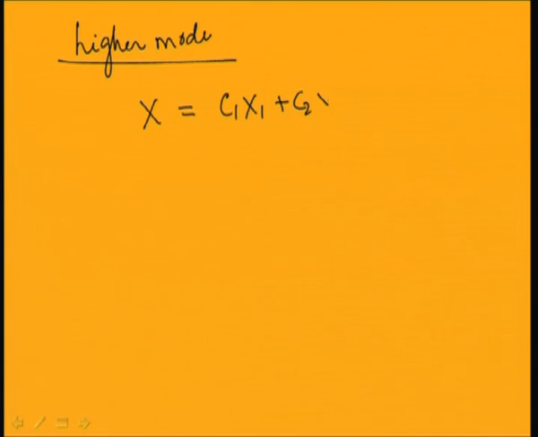To obtain the higher modes, you know any vibration can be written as C1 x1 plus C2 x2 plus up to Cn xn, where x1, x2, xn are the normal mode vibrations of the system, and x is the resulting free vibration of the system. So this x can be written as C1 x1 plus C2 x2 plus Cn xn. This is the assumed mode we are taking for our calculation.